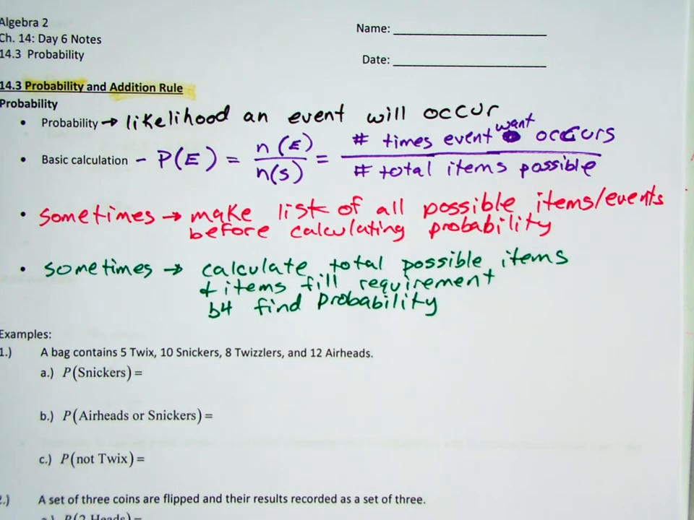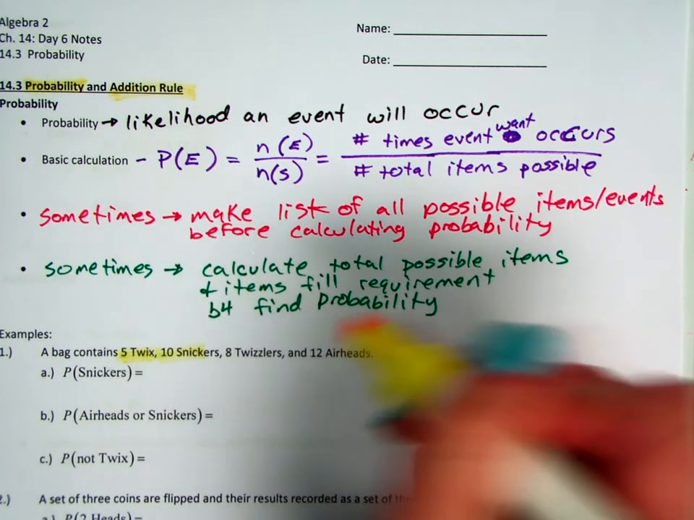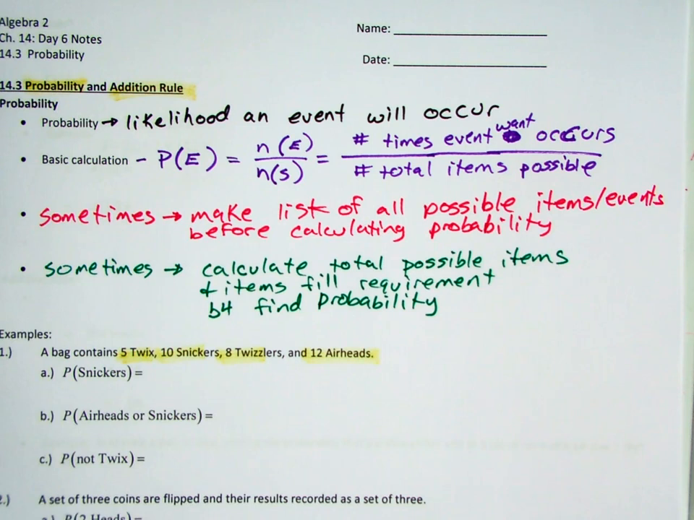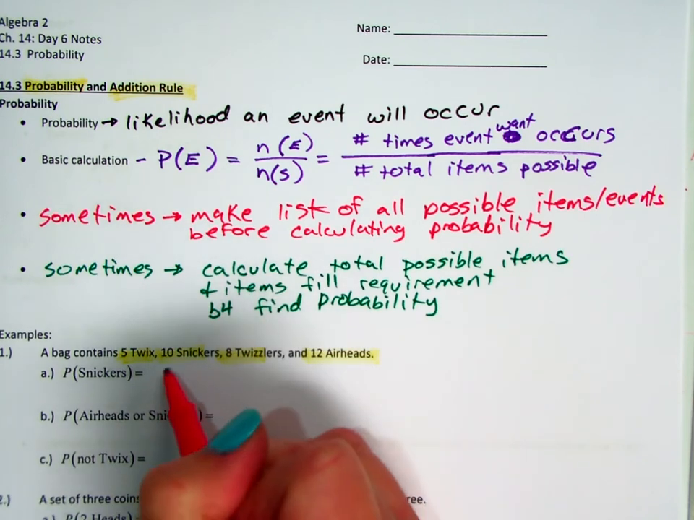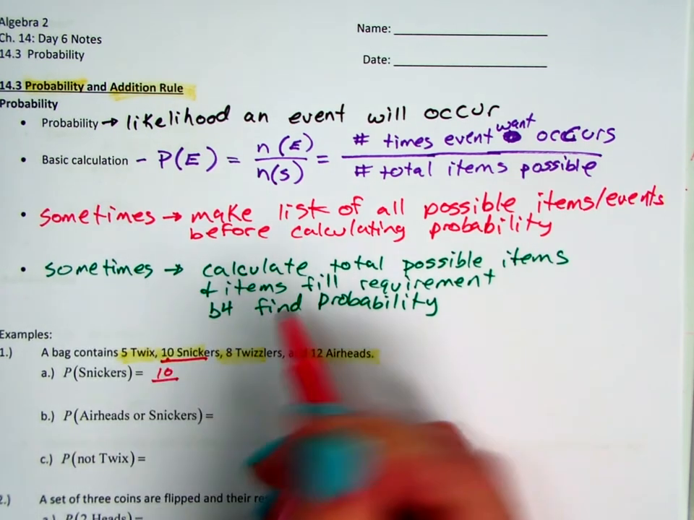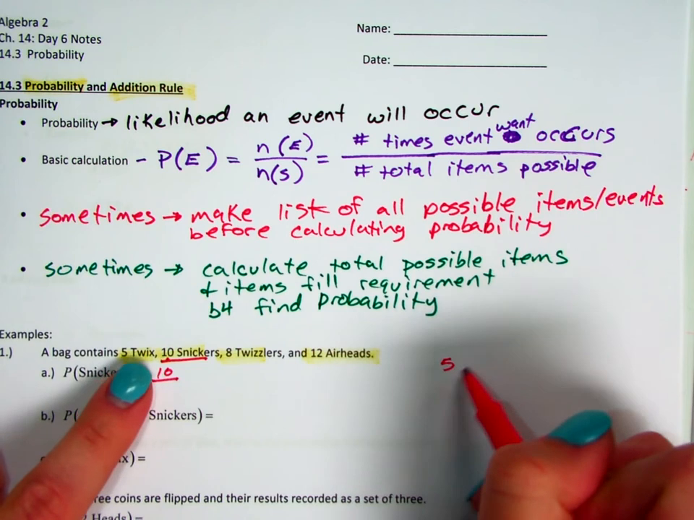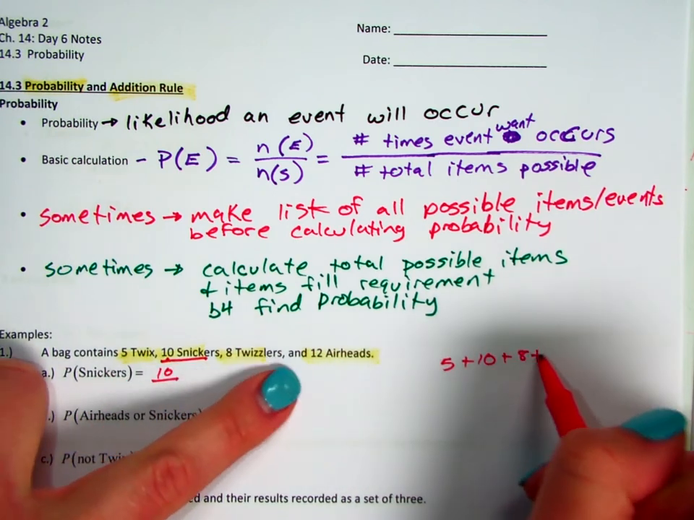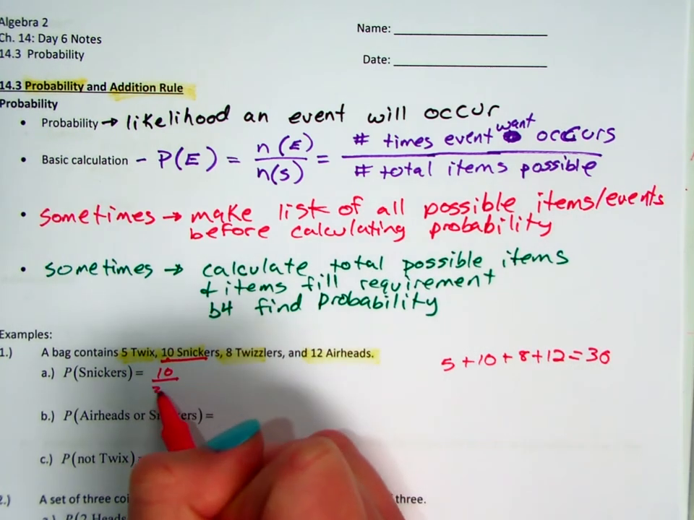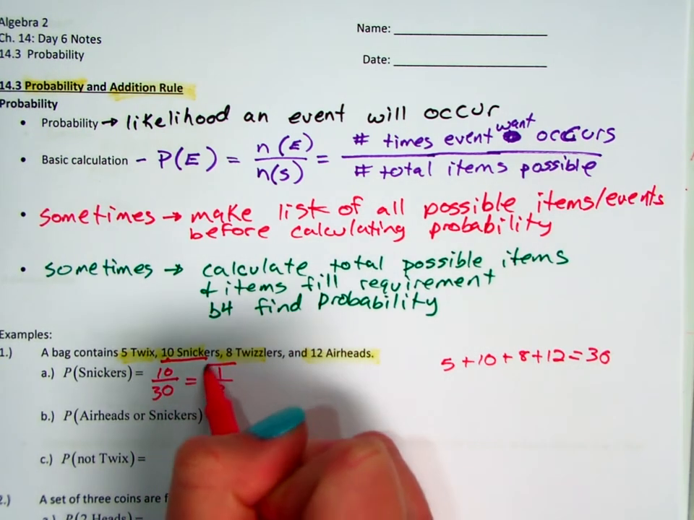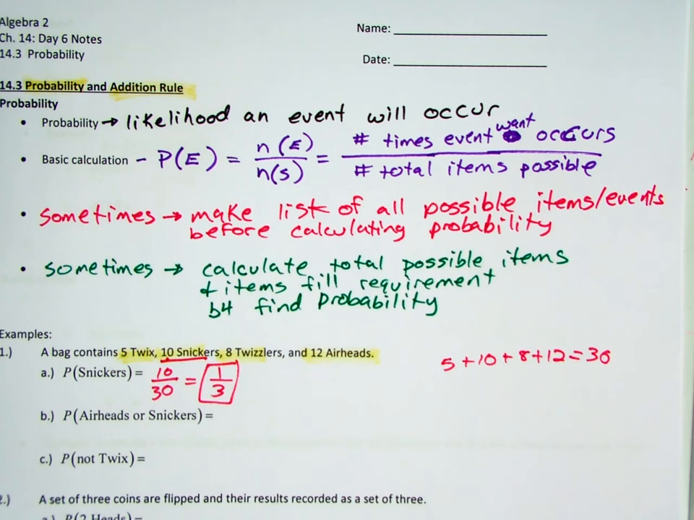So number one, I kind of feel like is more straightforward. When we read through it, it says the probability a bag contains 5 Twix, 10 Snickers, 8 Twizzlers, and 12 Airheads. All right? So this should be a pretty straightforward probability question from like Algebra 1. So the idea is I want a Snickers. So the total number of ways I can get what I want is 10 out of how many total? Well, there are 5 plus 10 plus 8 plus 12 different events that could happen, and that totals to 30. So it would be 10 over 30, which we reduce to 1/3. And yes, please leave your probability in fraction form.